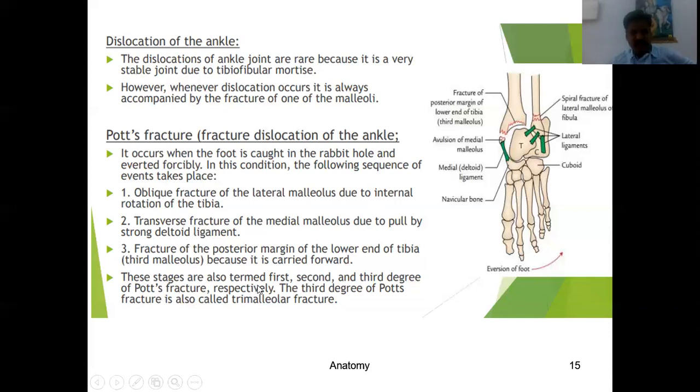These stages are also termed first, second, and third degree of Pott's fracture respectively. The third degree of Pott's fracture is also called trimalleolar fracture, with the fracture of the posterior margin of the lower end of the tibia. That is called the third malleolus because it is carried forward. So that's about the trimalleolar fracture and Pott's fracture.